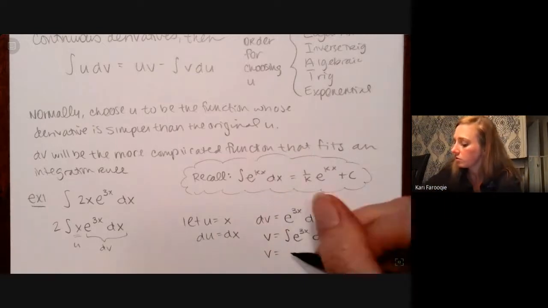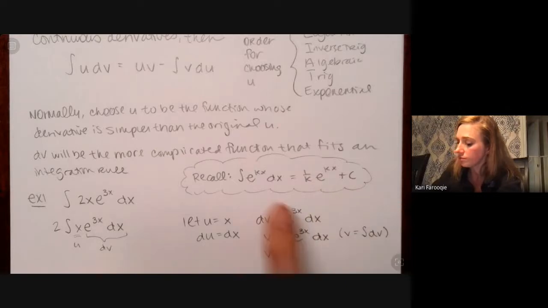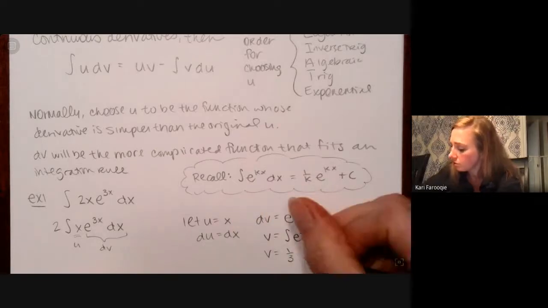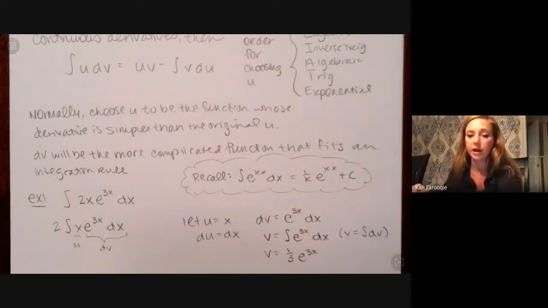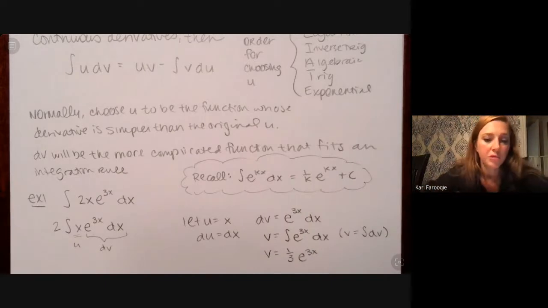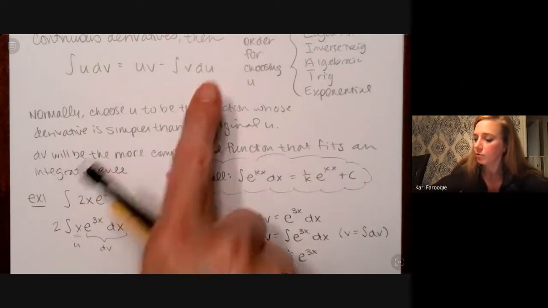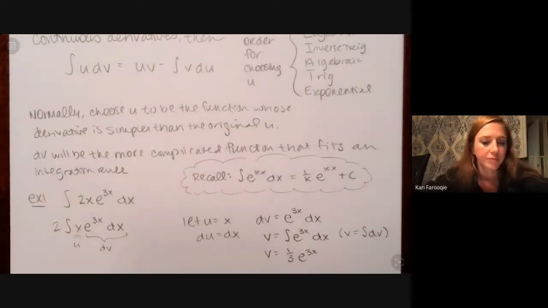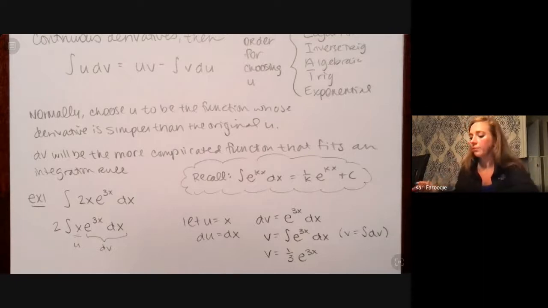And then when we integrate this, I'm going to use that rule here, we get 1/3 e to the 3x. Now, normally we would put a plus c on this, but when we're using this, we'll put a plus c on the end when we get to the end of our integral. We're not going to use it now. Okay. So that's the hard part.